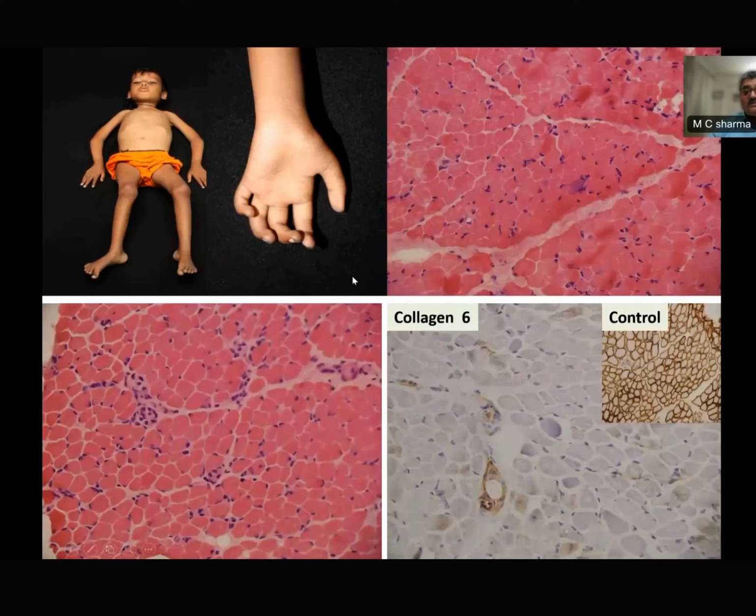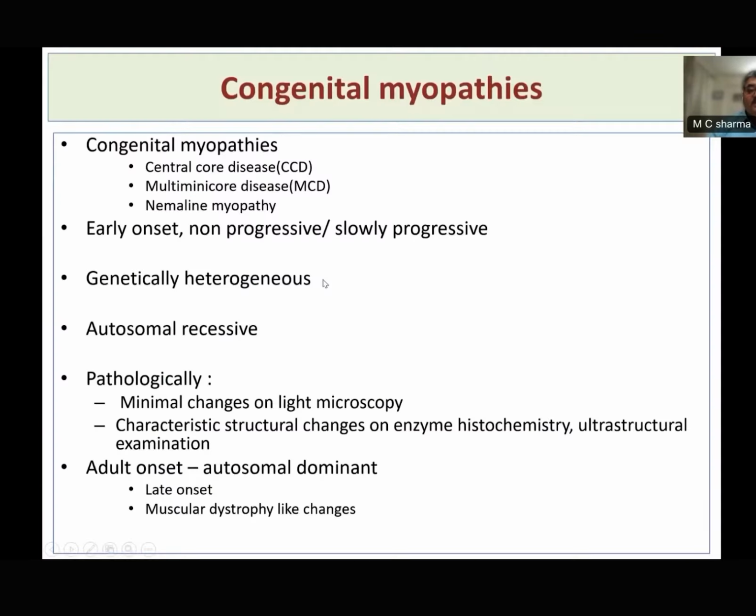This is the control. Some of the features which are classical: rocker bottom, the heel, the torticollis, the hyperextension of the fingers. These clinical features are very, very helpful in the diagnosis, and immunohistochemistry against collagen 6 is available. But there are some other collagens, 12, 3.